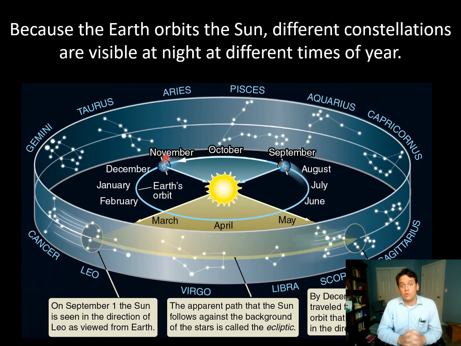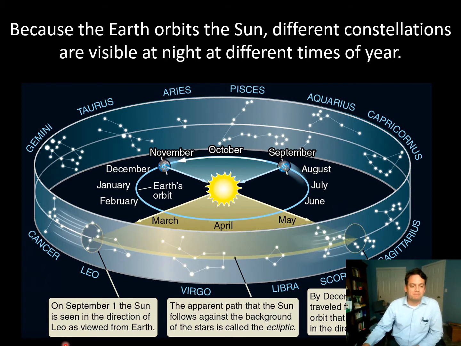Now, because the Earth orbits the sun, different constellations are visible at night at different times of the year. Essentially, where we are in the orbit determines what part of the sky we see at night. Obviously, all the stars are always there, but during the daytime, the sun is so bright that it washes out everything else in the sky. We don't see anything. So we only see stars at night, unless, of course, there's a solar eclipse. And so what stars we'll be able to see depends upon the time of the year.